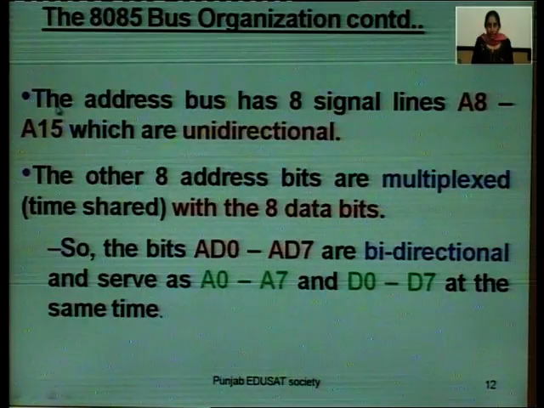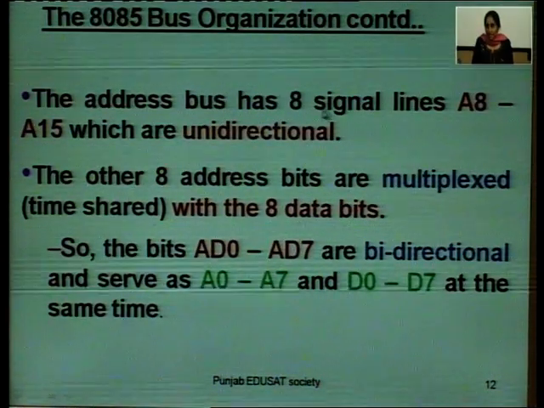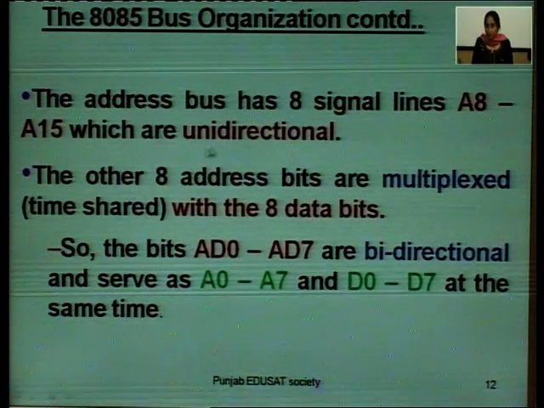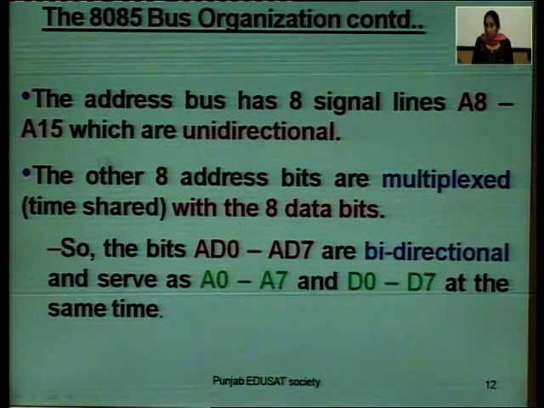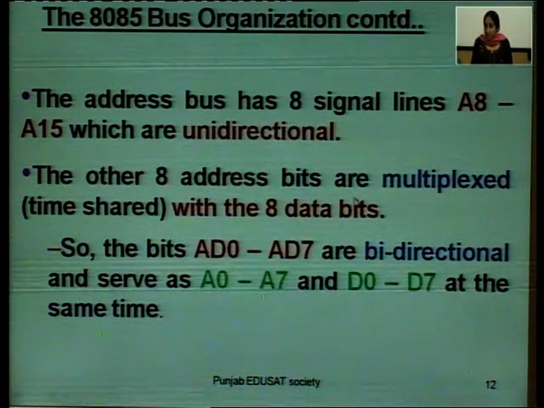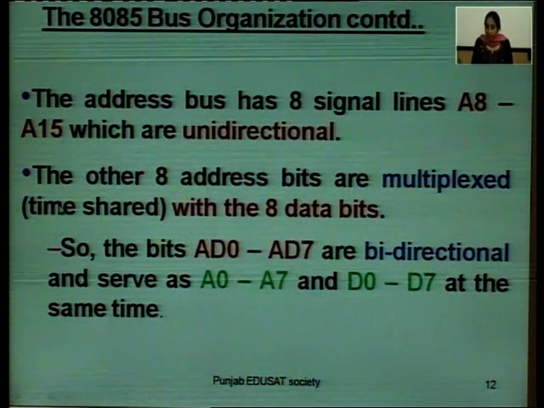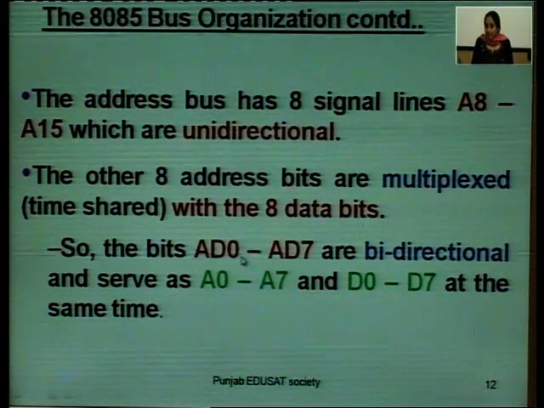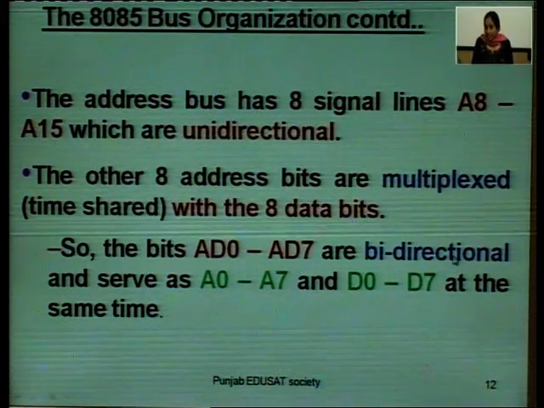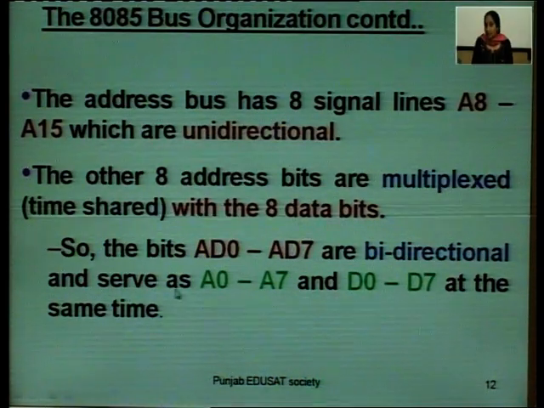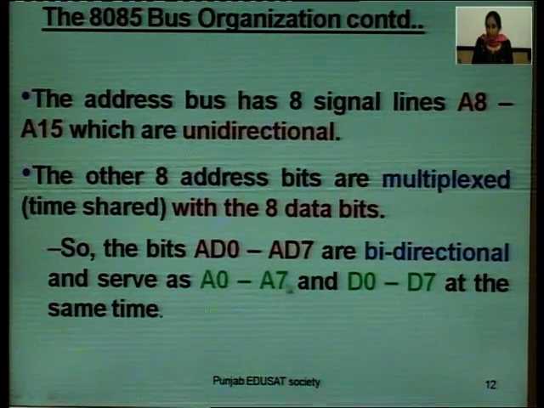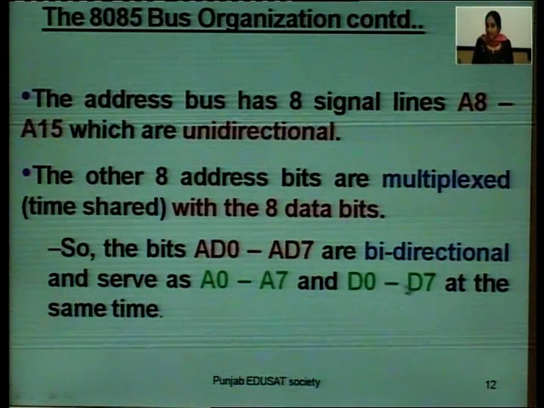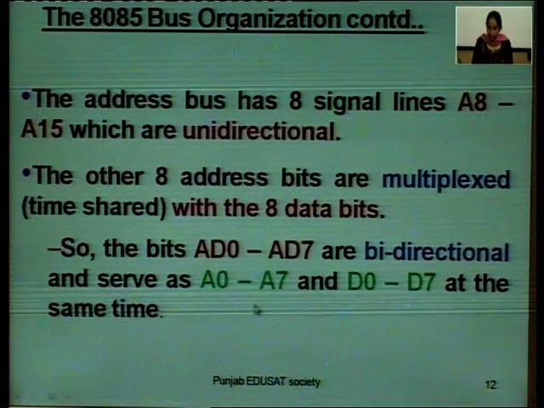The 8085 address bus has 8 signal lines A8 to A15 which are unidirectional. The other 8 address bits are multiplexed, time shared with data bus. So, the bits AD0 to AD7 are bidirectional and serve as A0 to A7 low order address bus and D0 to D7 means data bus at the same time.